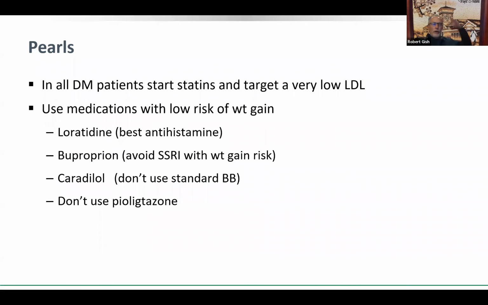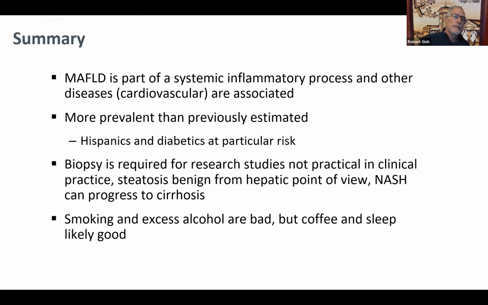So some pearls, you're going to put all these patients on statins and target a very low LDL in the 40 to 70 range. Loratadine, good for allergies. Bupropion, good for sleep. Also, we want to avoid SSRIs because they have a lot more weight gain to them. Effexor also has a weight decrease. Provedolol is misspelled on here, sorry, but I would use that after patients fail bariatric surgery. My statement is don't use pioglitazone.